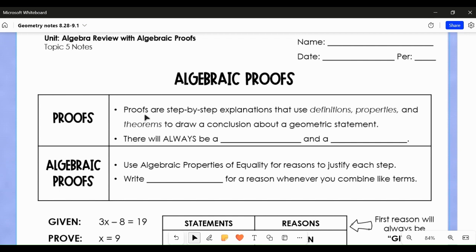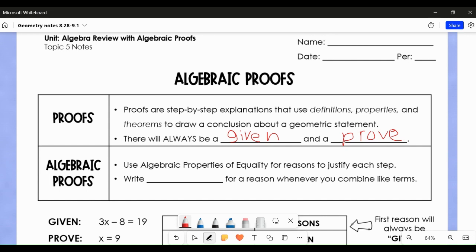So, to start off, proofs are the step by step explanation that use definitions, properties, and theorems to draw a conclusion about a geometric statement. There will always be two things that we get with a proof. We are always given something, and we are trying to prove something else. So we are always given some information, and we're always given something that we have to find out, something that we have to prove.